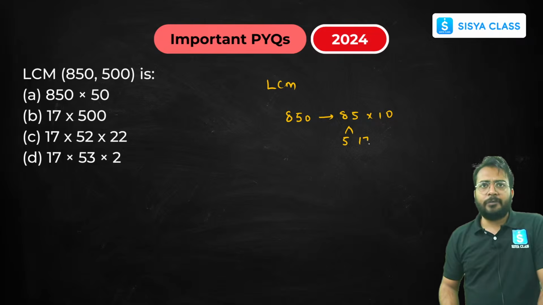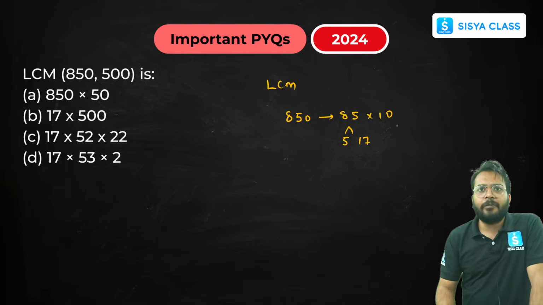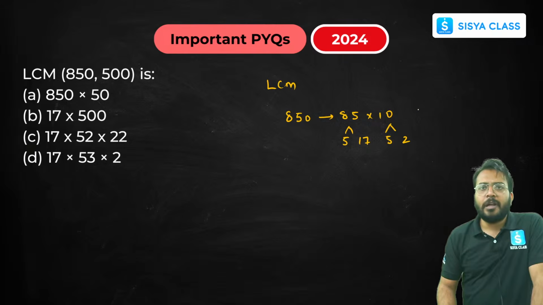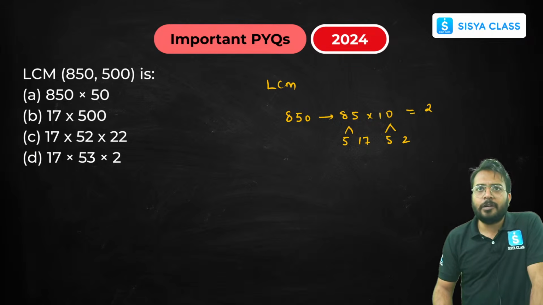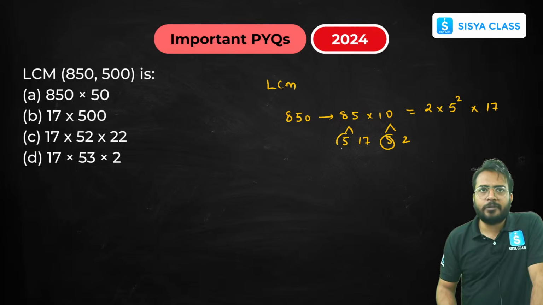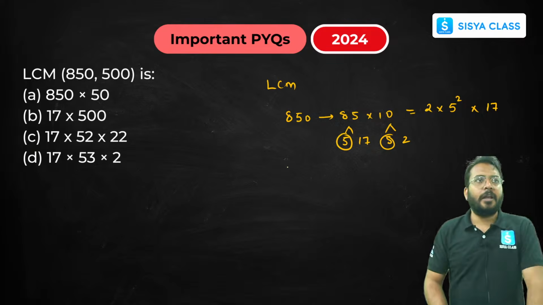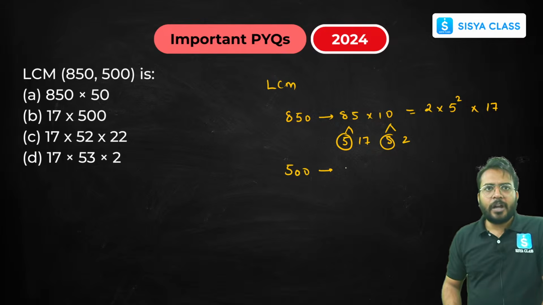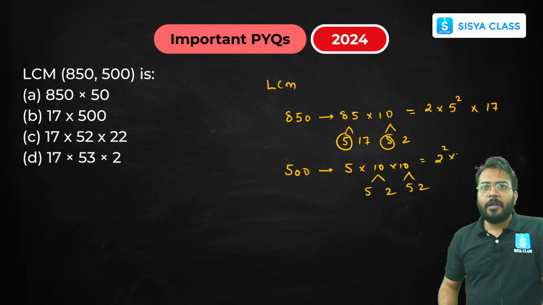Now 5 and 17 are both prime numbers, and further 10 can be broken as 5 into 2. That means our prime factorization is going to be 2 into 5 square into 17, yes or no? And for 500, we can write it as 5 into 10 into 10, right? And further 10 can be written as 5 into 2, and that's why the prime factorization is going to be 2 square into 5 to the power 3.